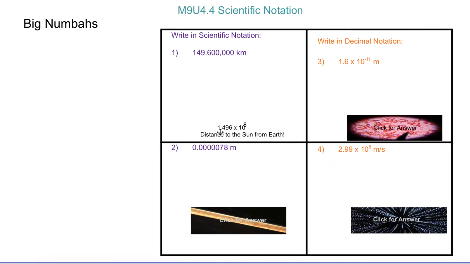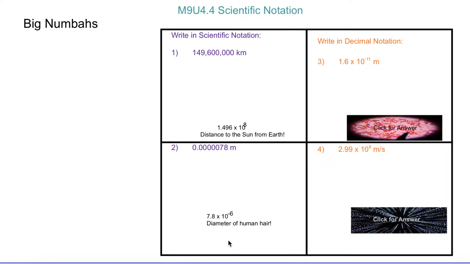All right, so this should be 1.496 times 10 to the 8th because you moved 8 decimal places to the left. This was the distance from Earth to the Sun in kilometers. This, if you move the other way, should look like 7.8 times 10 to the negative 6. It's the diameter of a human hair.